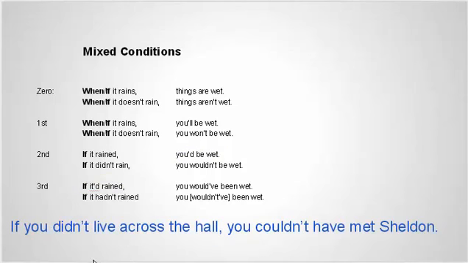Here's another example of the opposite. This time now we have this seems impossible, but it's not impossible. If you didn't live across the hall, you couldn't have met Sheldon. Okay, if you didn't now, but also in the past. So you lived here for a long time, up to now. Up to now, if you didn't live across the hall, you couldn't have met Sheldon.